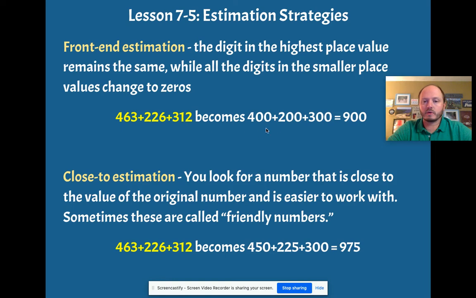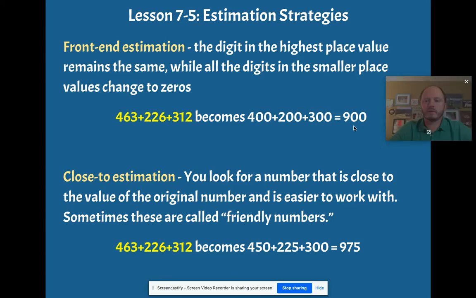226, we would turn into 200. And 312, we would turn into 300. Okay, so 400, 200, and 300. That adds up to 900.